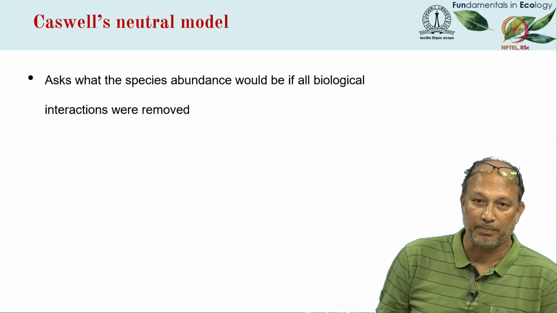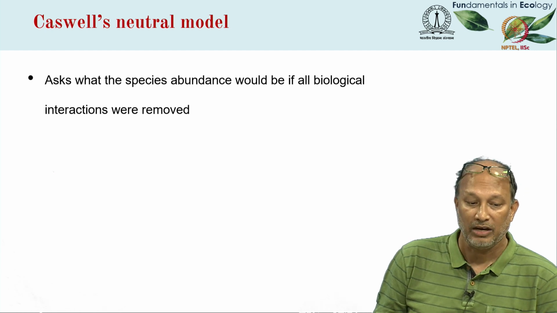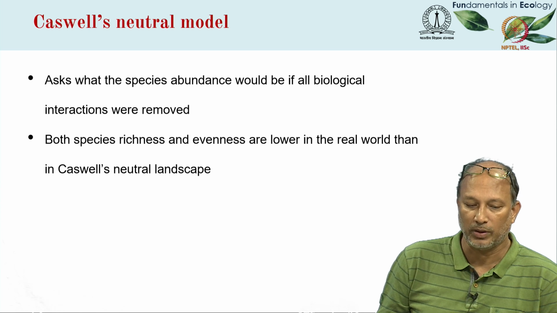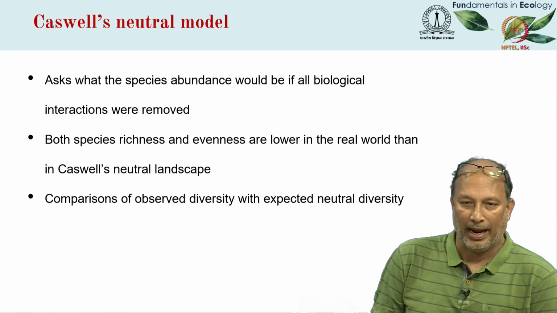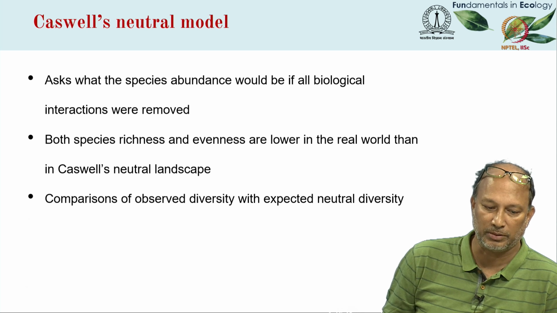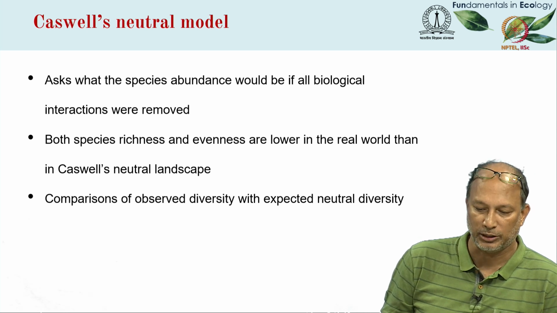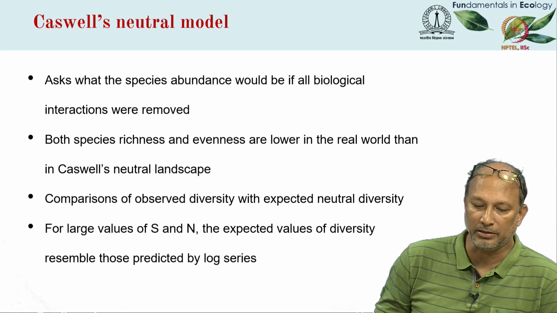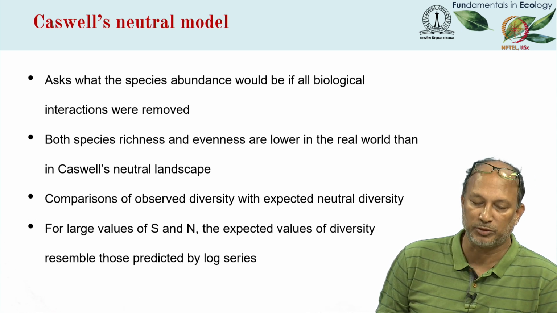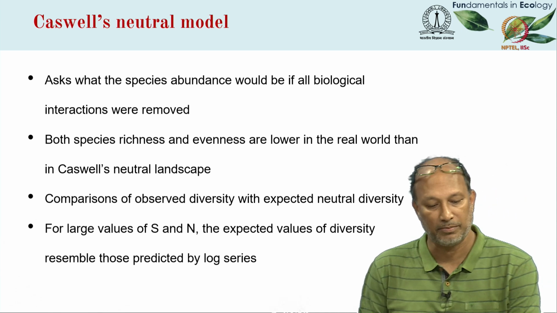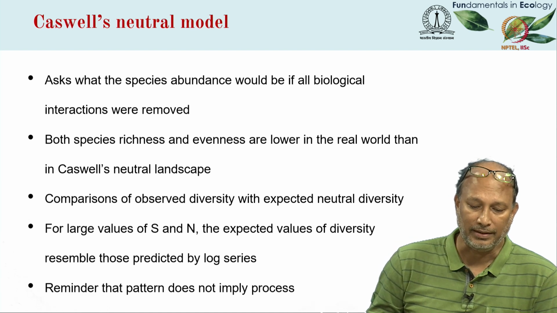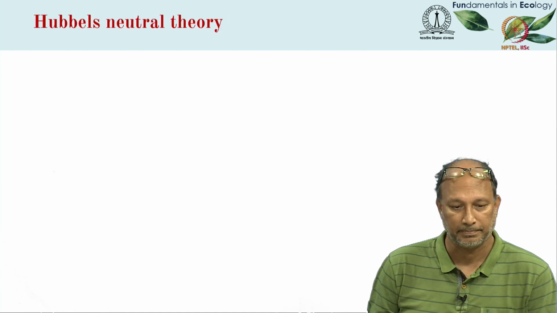Another important step in the development of these neutral models was Caswell's model, who asked what species abundances would be if all biological interactions were removed. Both richness and evenness were lower in the real world than in Caswell's neutral landscapes. And Caswell used this approach to compare observed diversity with expected neutral diversity. For large values of S, species richness and abundance, Caswell's model produced values of diversity that resembled the log series. Another reminder again that pattern does not imply process.